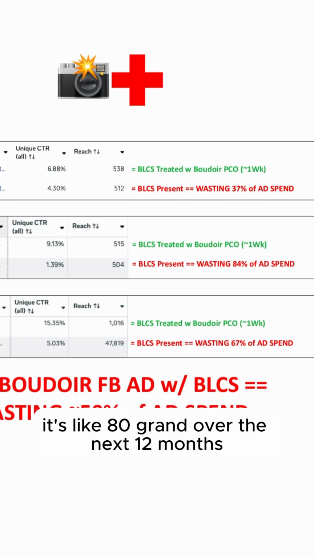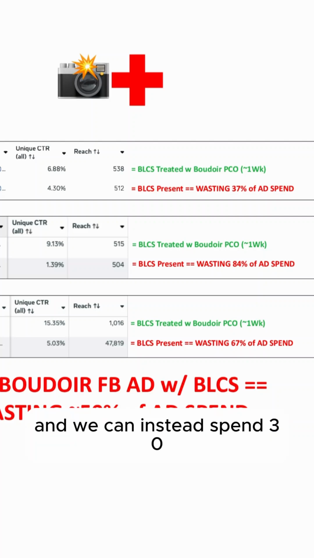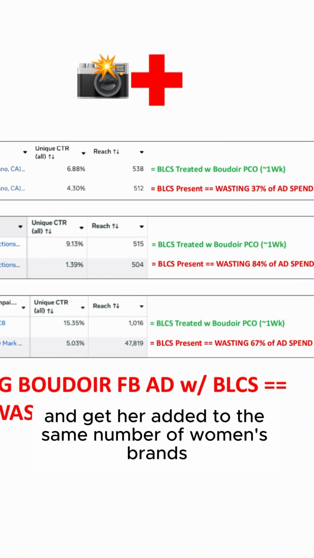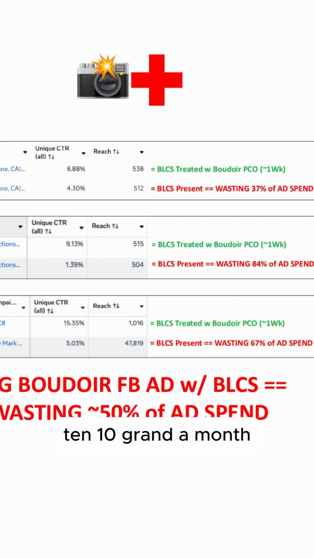It's like 80 grand over the next 12 months. It's kind of like a phantom bonus. And we can instead spend 3,300 bucks a month on the Boudoir Pico treated ad and get our ad into the same number of women's brands, at 3,300 bucks a month compared to the original at literally 10 grand a month.